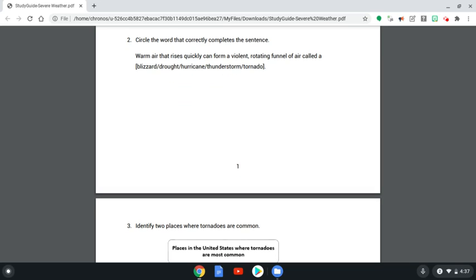Number 2 is circle the word that correctly completes the sentence. Warm air that rises quickly can form a violent rotating funnel of air called, and that would be a tornado. And in Yadkin County, we have had tornadoes before. The last one was a pretty intense one that hit Courtney's school.